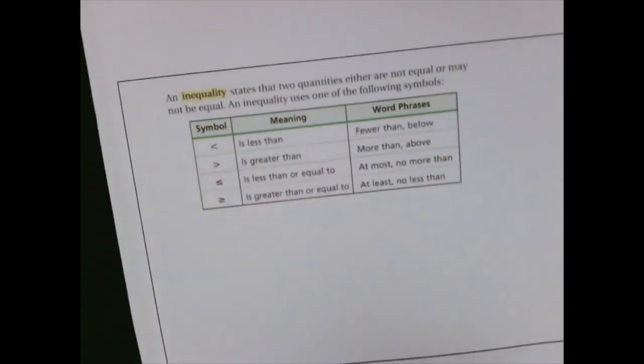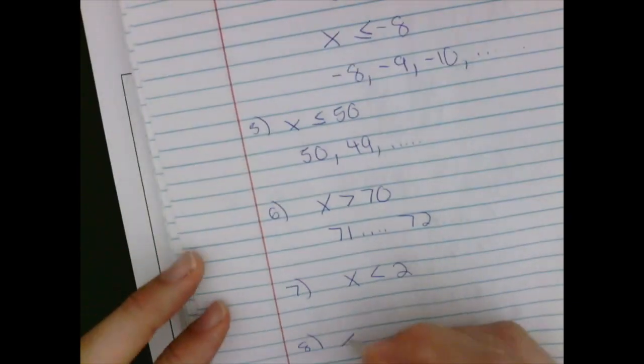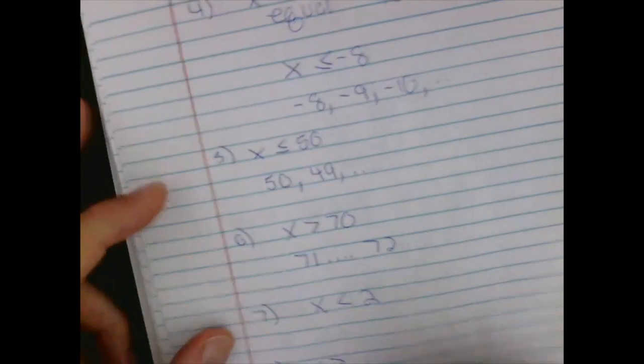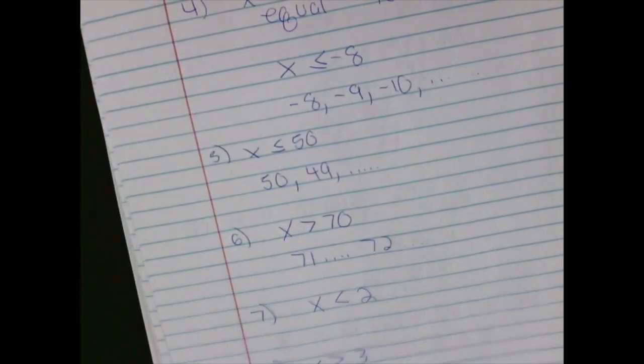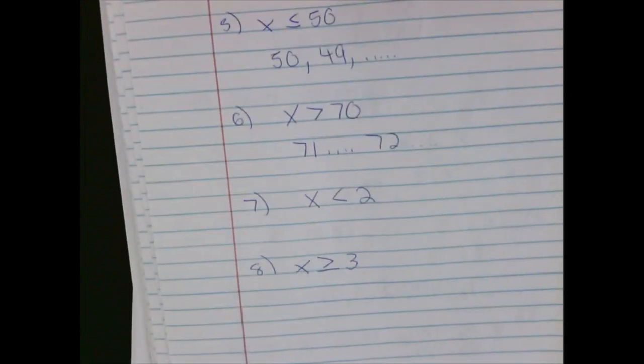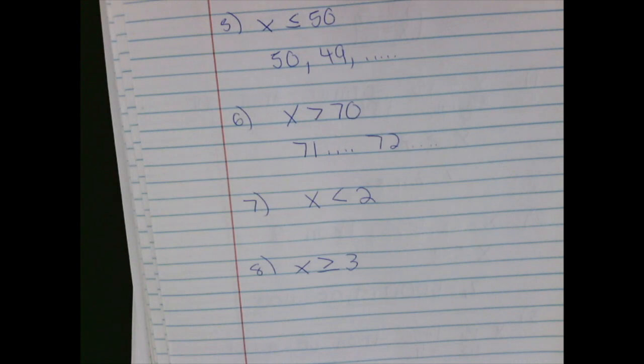Once again, referring back to this, it says at least greater than or equal to. So x is greater than or equal to 3 inches of rain. So there can be 3 inches of rain, there could be 4 inches of rain, and so on and so forth.